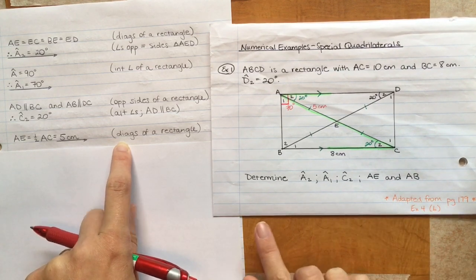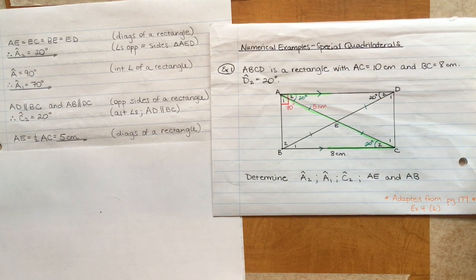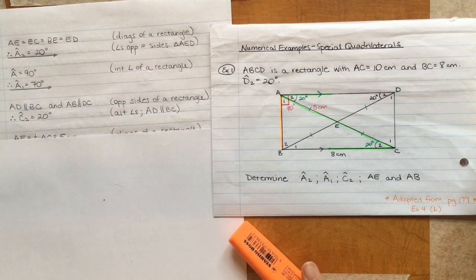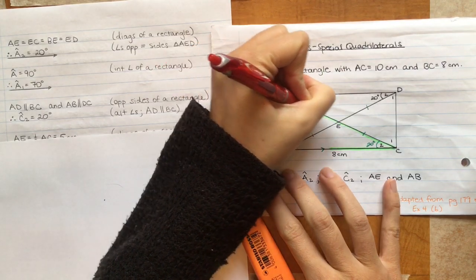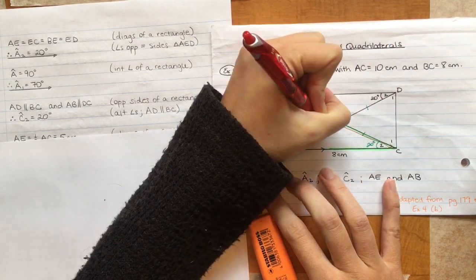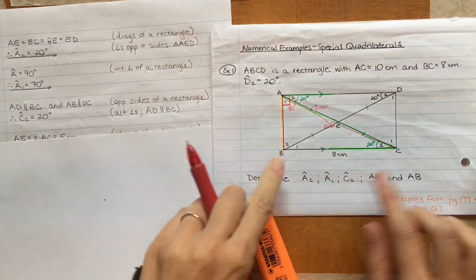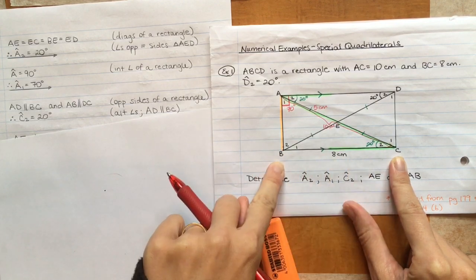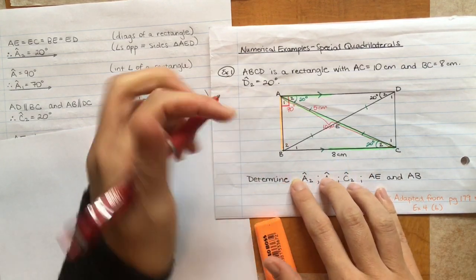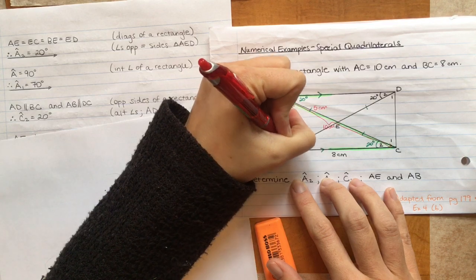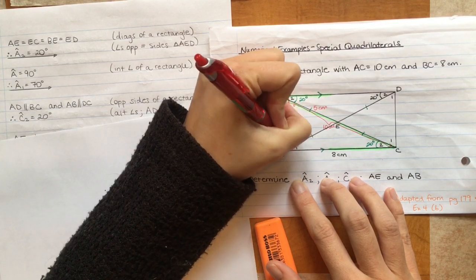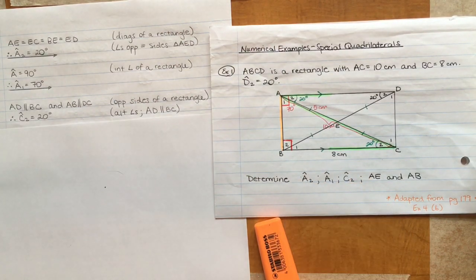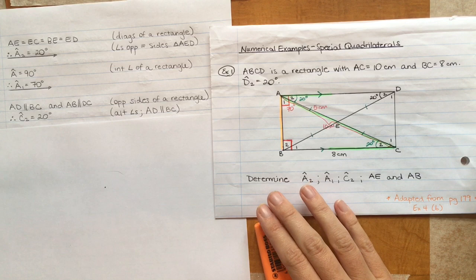Lastly, AB. I can see that AB is this side length. So if I know that this entire length, AC, is 10 centimeters, I have BC is 8 centimeters, so I can work out my third side using Pythagoras. But I need to first state that this angle B is 90 degrees, because without that, Pythagoras doesn't mean anything. I can only use Pythagoras with a 90-degree, a right-angled triangle.